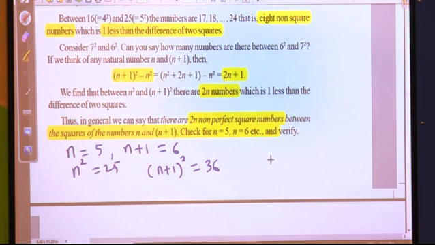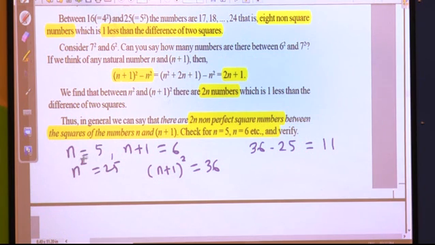Now, what are they explaining to us? The value of n is 5, and n plus 1 is 6. 25 is n square, and (n plus 1) square is 36. 36 minus 25, we get 11.